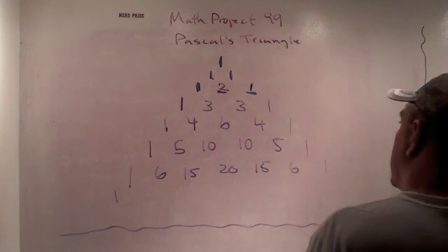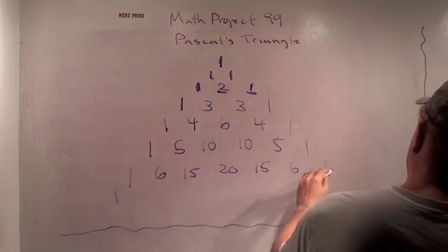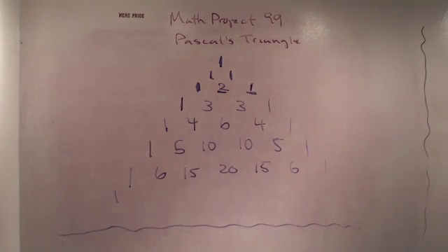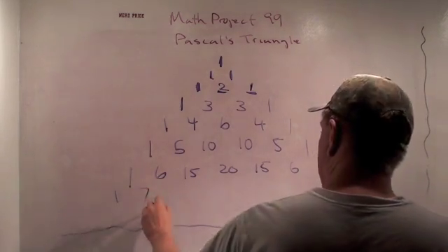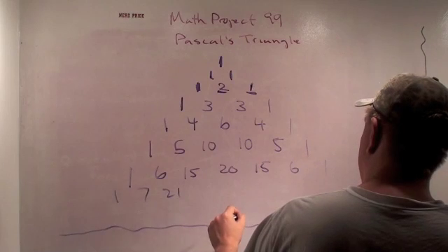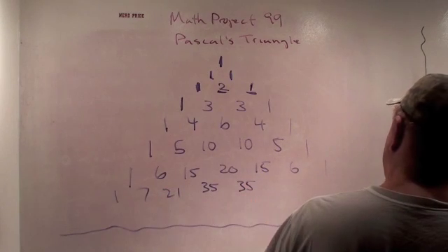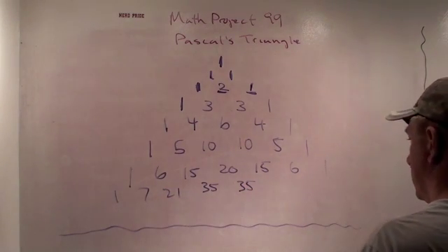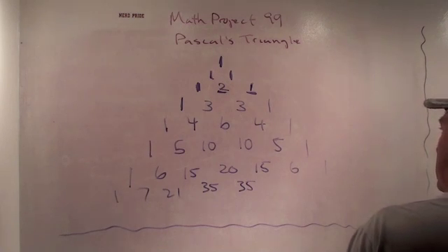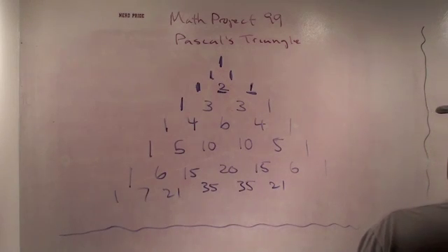Oh, well, they're numbers on the row, so 1, 6, 15, 20, 15, 6, 1 is another row of the triangle. So we got 1 and 7. 7, yeah. 6 and 15 is 21. And 15 and 20 is 35. 20 and 15 is 35. 15 and 6 is 21 again. And then 6 and 1 is 7. And then there's a 1.